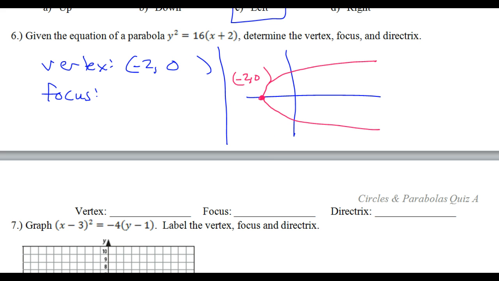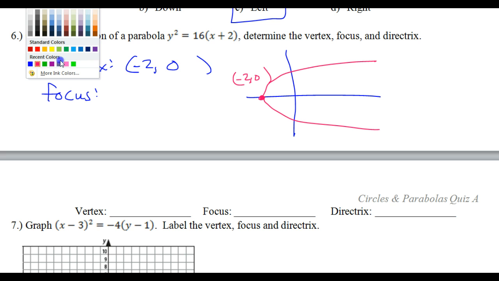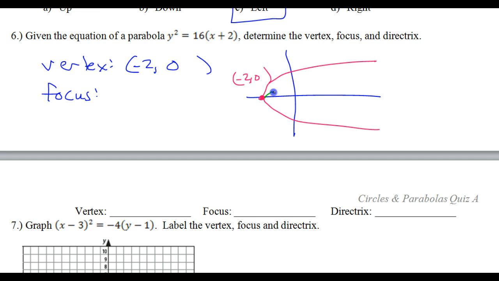So I need to find the focus, which would be over here, and the directrix, which would be over here. For either one of those, I need to know the p-value. You know what I mean? The p-value is like this distance right here.